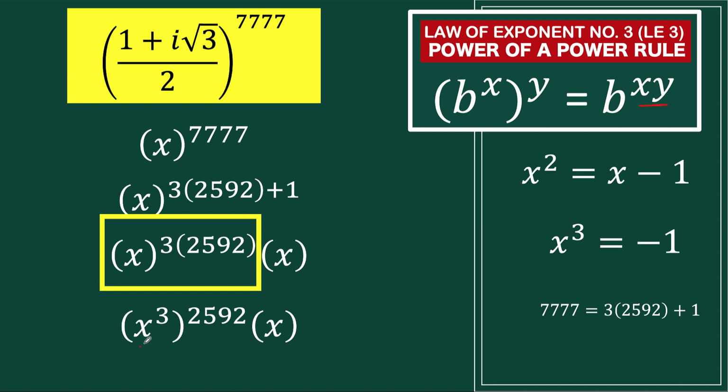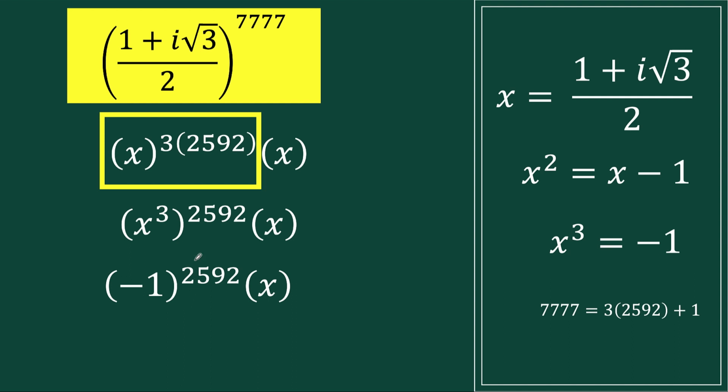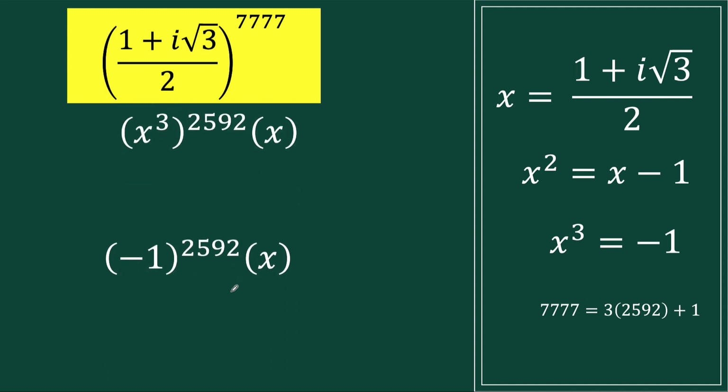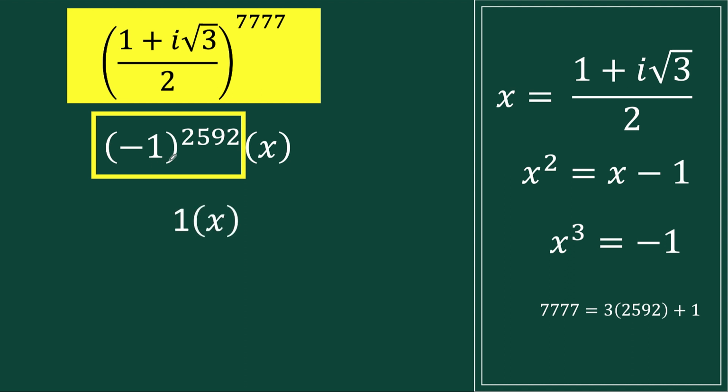But we know what's the value of this x cubed. We know that the value of x cubed is equal to negative 1. So we can now replace this x cubed by negative 1. And this is what we have. Negative 1 raised to this exponent and then copy x. Now let's deal with this negative 1 raised to an even number exponent. When negative 1 is raised to an even number exponent, the result would be positive 1, and we just copy x. And therefore, this original expression is simply equal to x.